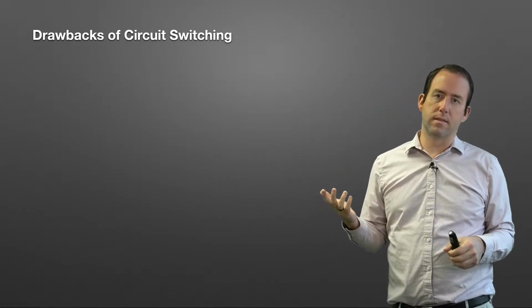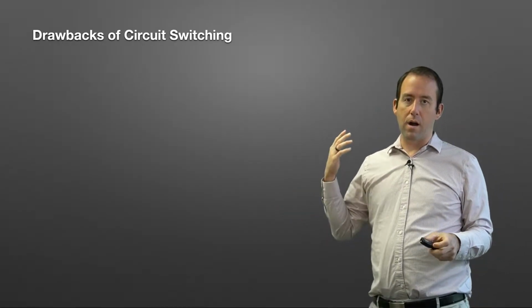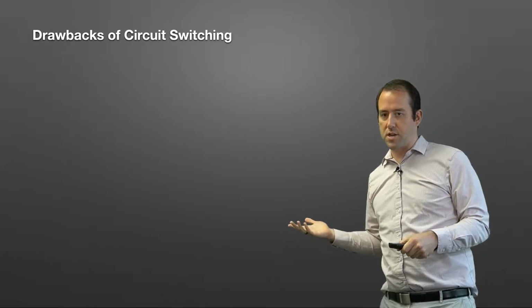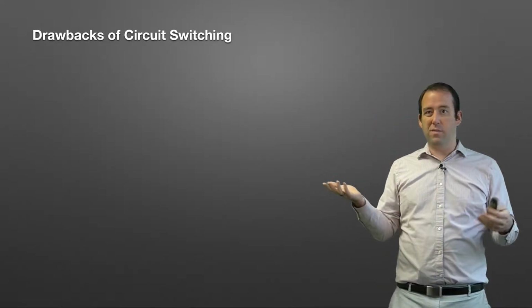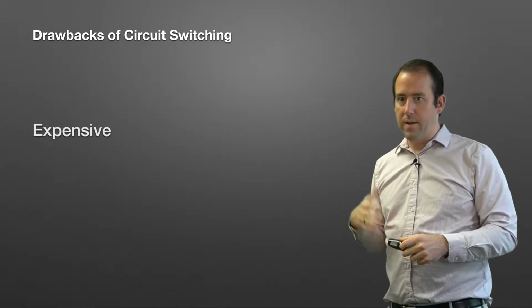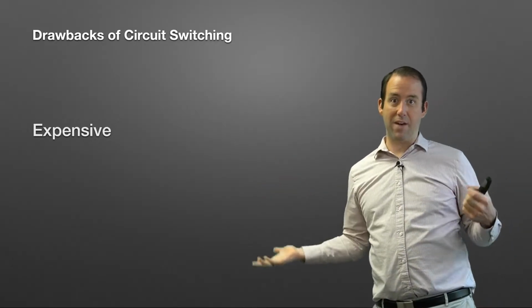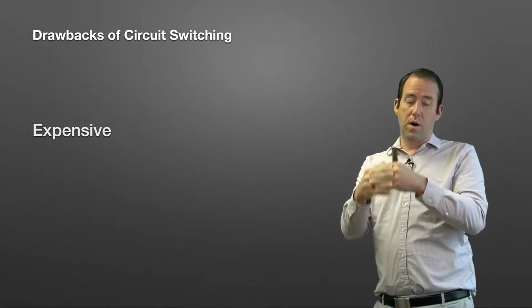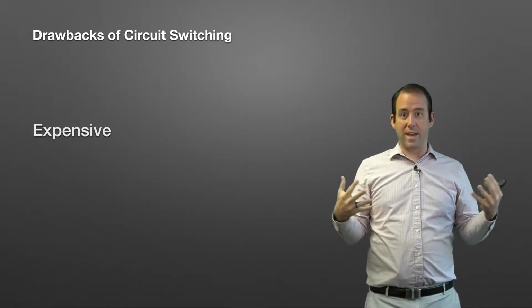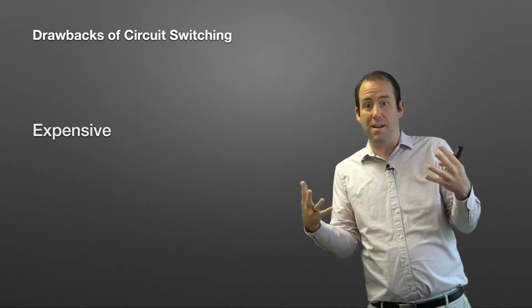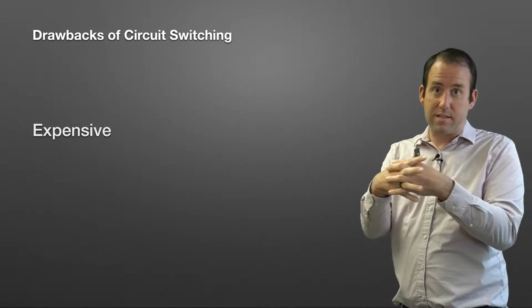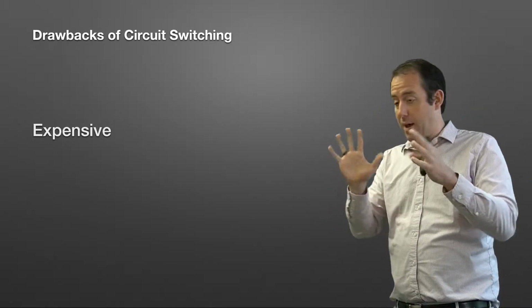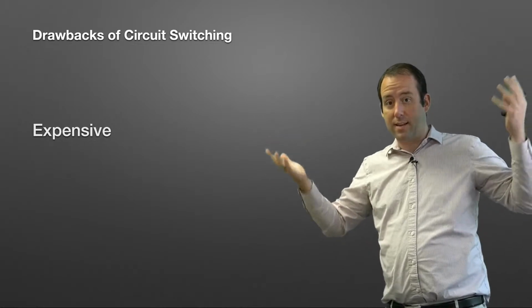Unfortunately, that comes with drawbacks. There are issues with circuit switch networks that really cannot be overcome with a circuit switch network. One is that it's expensive to have a dedicated connection just for you that you own 100% of. That costs a lot of money and it takes time and effort and energy to set those up.